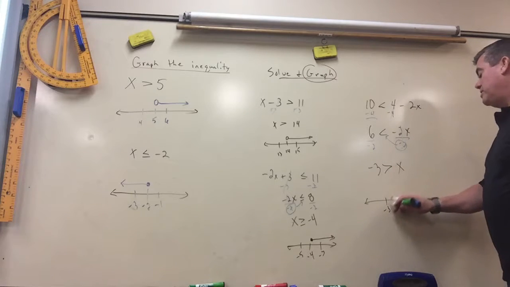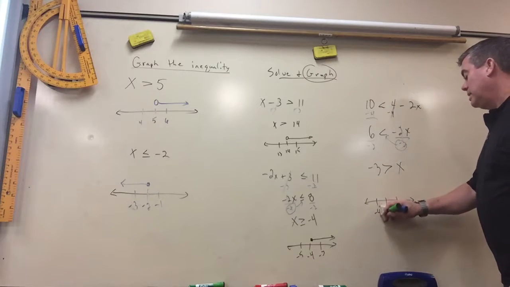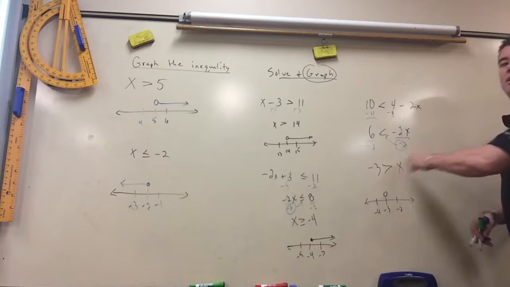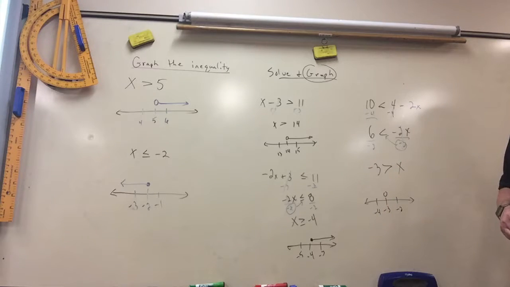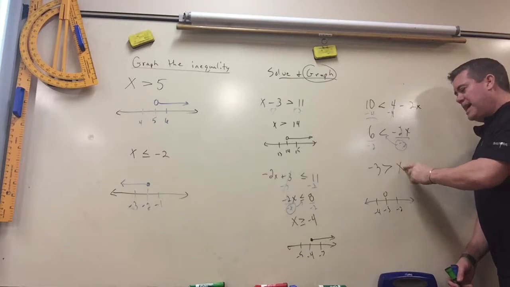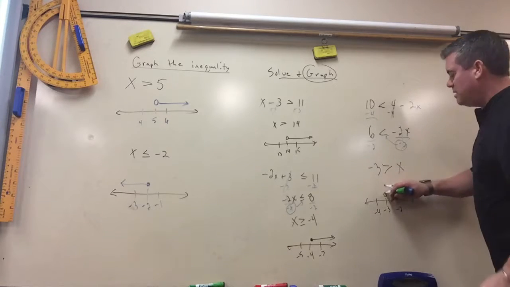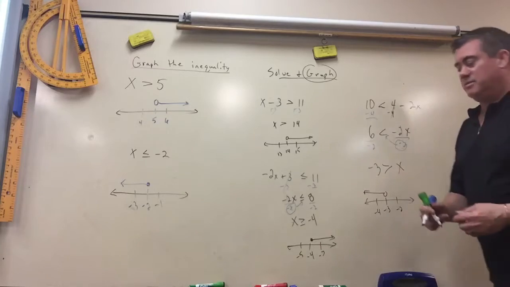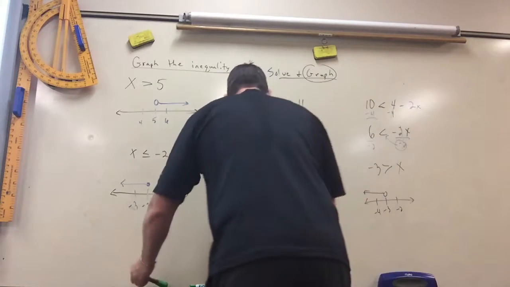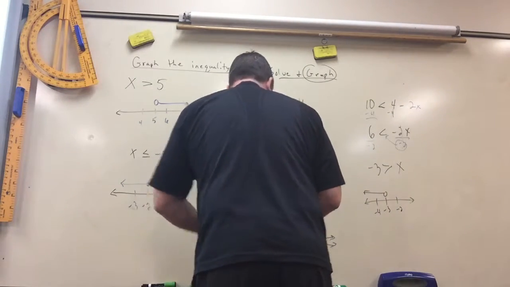So when you graph this, it's a hollow circle because it doesn't have the equal. Which way does the arrow go? To the left. Right. Read the letter first. X is less than. The point is on the x, so that means it's less than. Less than is everything to the left. That's easy.